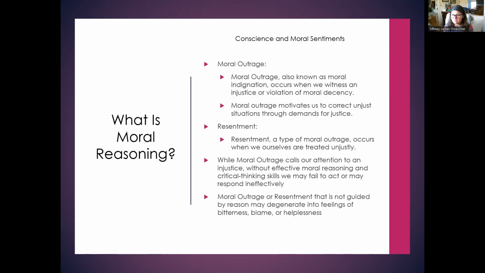We also have what's called resentment, right? It is a type of moral outrage, but this is different. A moral outrage in its true form is when we feel like someone else has experienced some sort of injustice or moral violation, right? Resentment is when it's ourselves who have experienced some sort of injustice. So moral outrage and resentment, they go together. It's just resentment is personal to us. Moral outrage is what we feel for others.